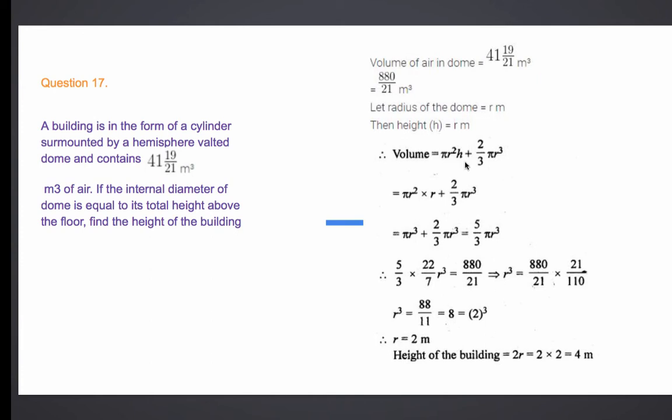For the volume of the cylinder, the formula is pi r square h, and for the volume of the hemisphere, the formula is 2 by 3 pi r cube. Now let's substitute. See students, here the radius r is the same because it's surmounted. Surmounted means exactly over it. This word is of very much importance in mensuration. The two radii will be the same, so the radii will remain the same. So let's work out.